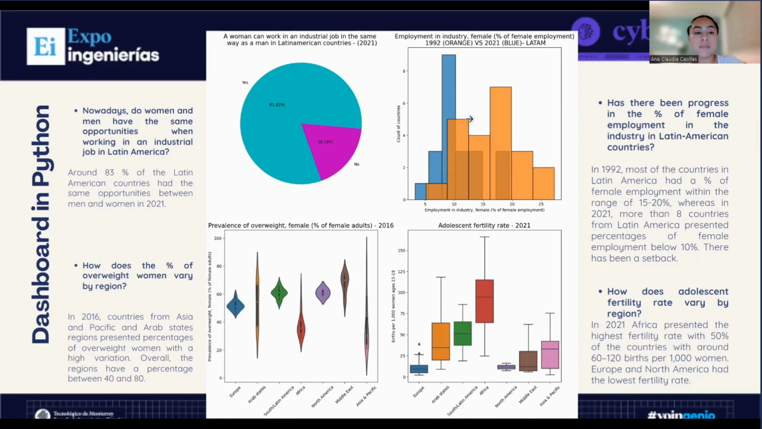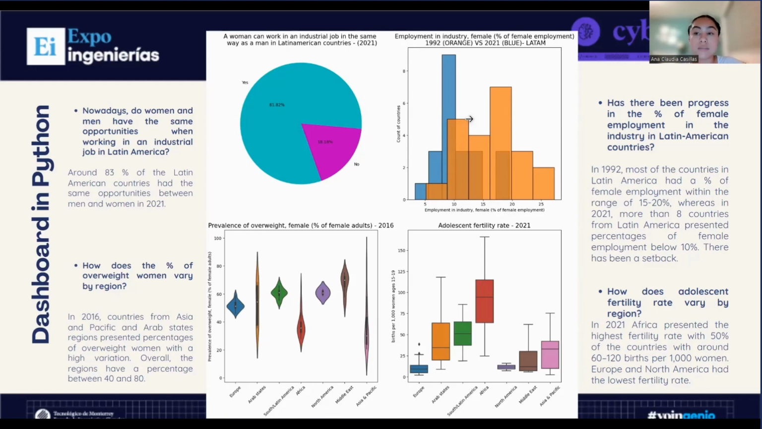Another indicator was the percentage of overweight women. We wondered how it varies between regions. We found that countries from Asia and Pacific and Arab states presented percentages of overweight with a high variation. This means that there are countries with a very low percentage and countries with a very high one. That's why the violin plot looks like that, very elongated. But overall, the countries have a percentage of between 40% and 80% of overweight female adults.